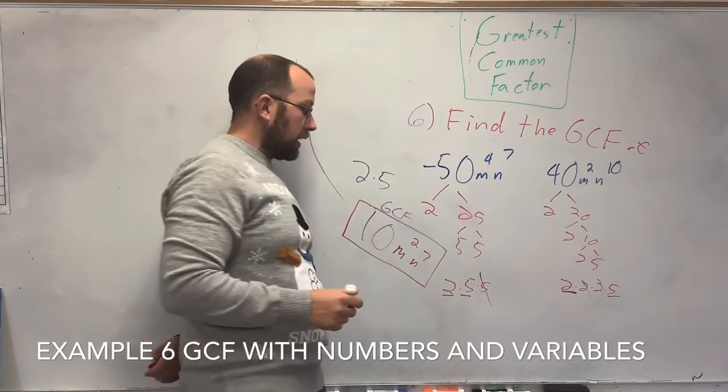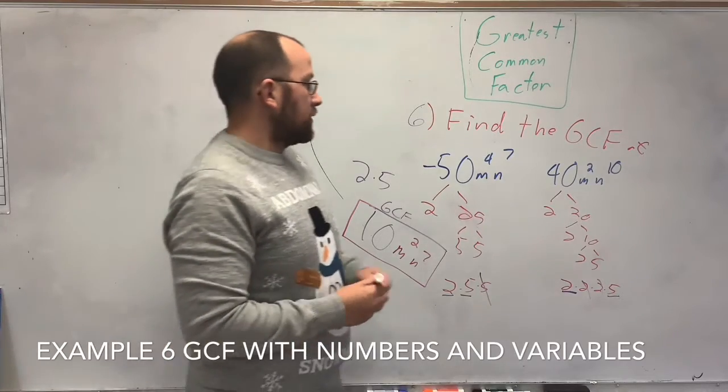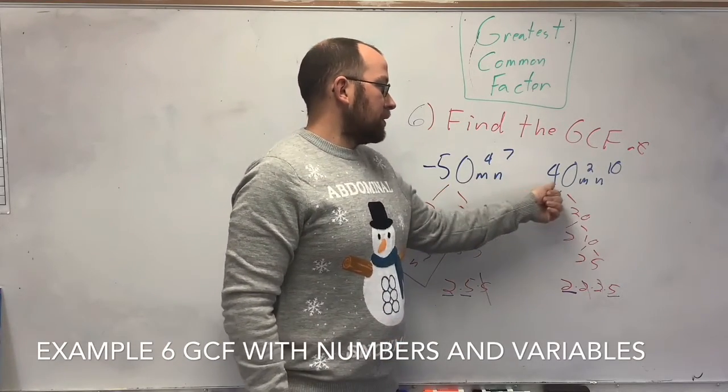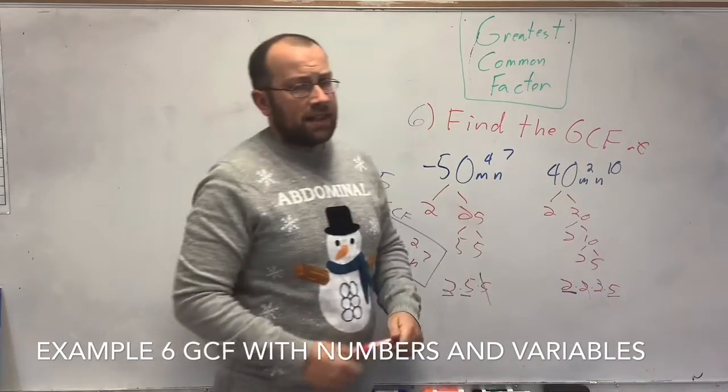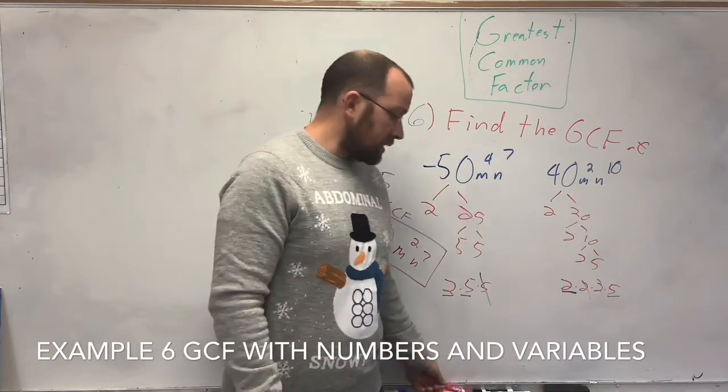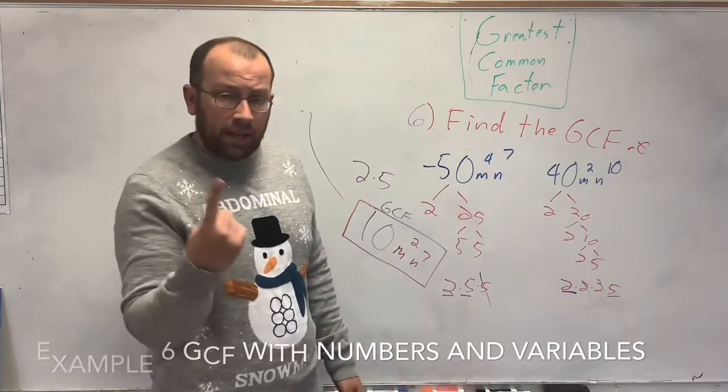And that is your greatest common factor of negative 50, m to the 4th, n to the 7th, and 40, m to the 2nd, n to the 10th. This really isn't that difficult. Just keep it simple and you'll be all right. I'm going to do one last one.